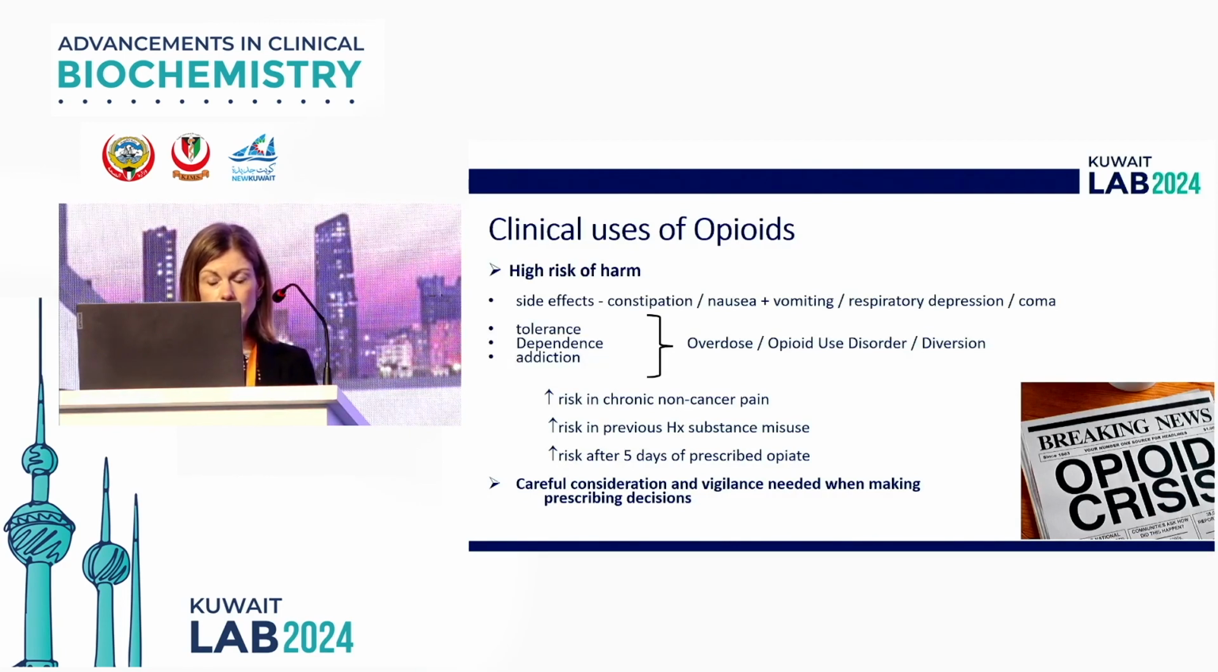And the risks in terms of diversion is that patients who are prescribed opiates for pain might divert their prescription to others, might sell their medication on the black market, etc. The risk of harm is greatest in patients with chronic non-cancer pain. The risk is highest in patients who have a previous history of substance abuse, and also higher in patients who have been prescribed 5 days or more of opiates. And so very careful consideration and vigilance is needed when you're making prescribing decisions about opioids.